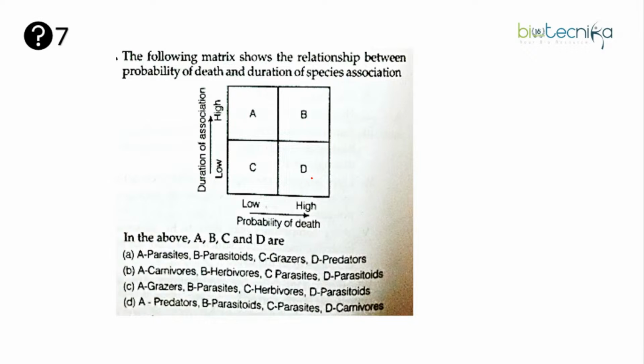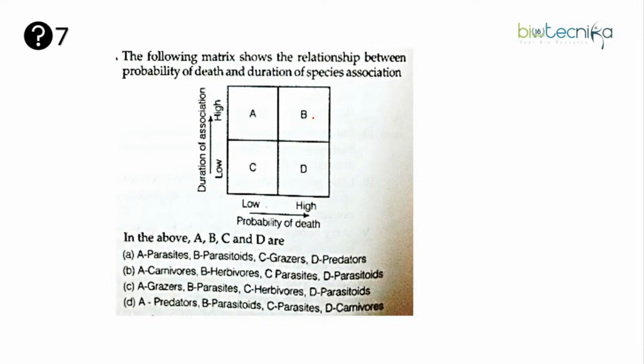So now you have been given these different species: parasites, parasitoids, grazers, and predators. You have to put these categories of species in the respective matrices depending upon their relationship. So parasites, you already know what are parasites. Host parasite interaction. So there is an association between the host and the parasite. That will determine the probability of death for the host, whether the probability is high or whether it is low. Same for parasitoids.